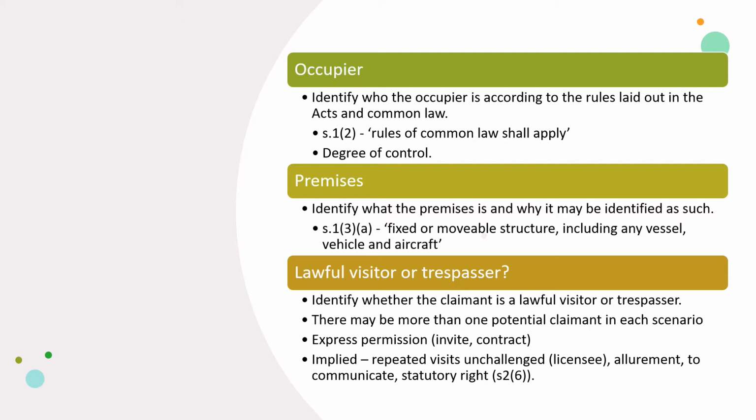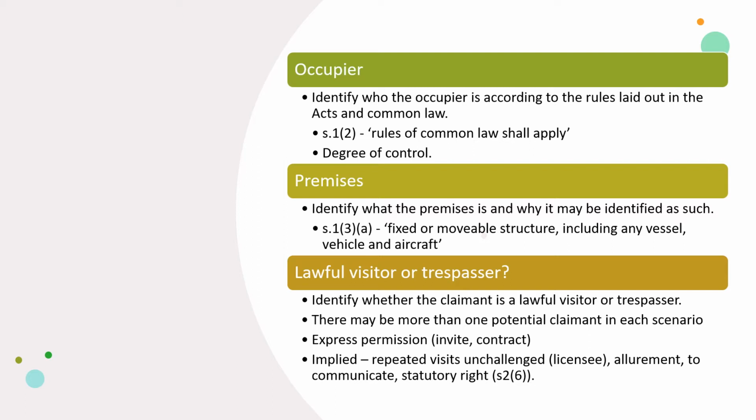So we need to identify the premises then. When we've done that, we need to consider in your scenario there might be more than one potential claimant, so make sure you go through this for each particular person. Identify whether the claimant is a lawful visitor or a trespasser.